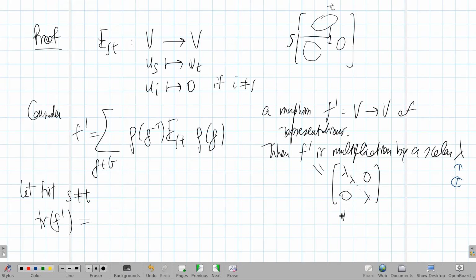We expect the trace of such a matrix, let's say F prime, to be n times lambda. So by considering the trace, we will know whether this is 0, because it will come out as 0, or we will know that lambda is the value of this trace divided by n, okay? Now, the trace has several nice properties. The first property is that the trace is linear. So there's a sum here, so you can bring it inside.